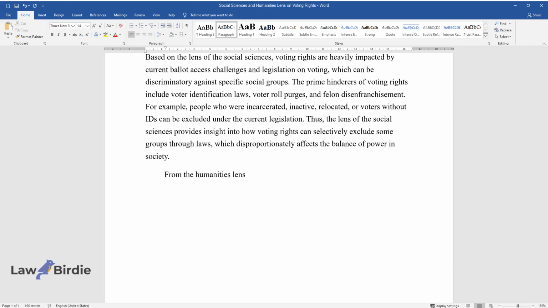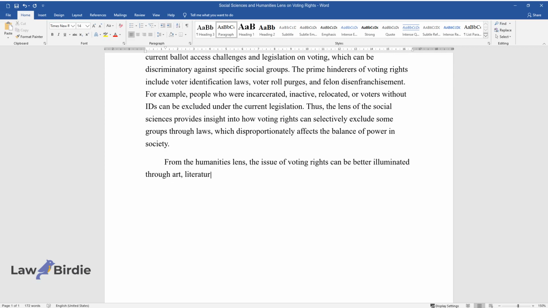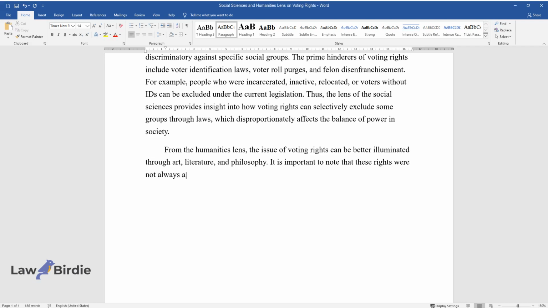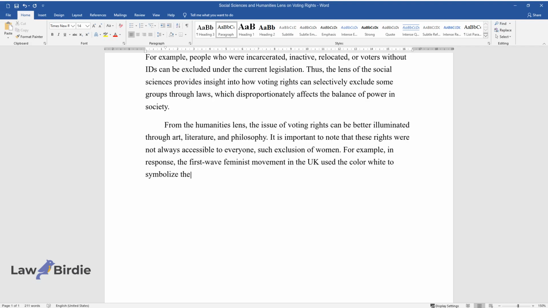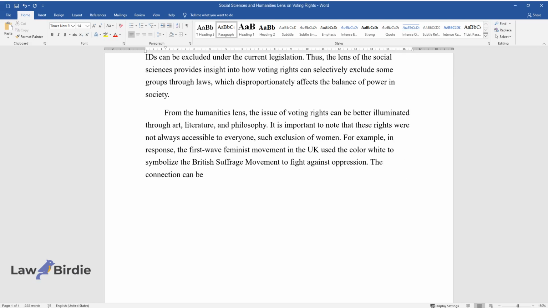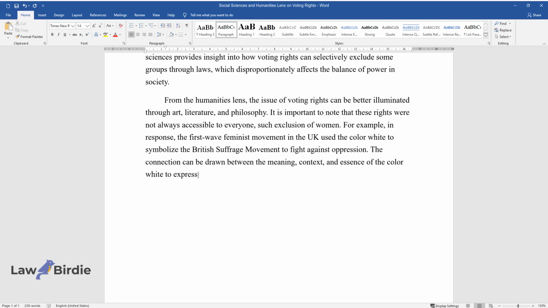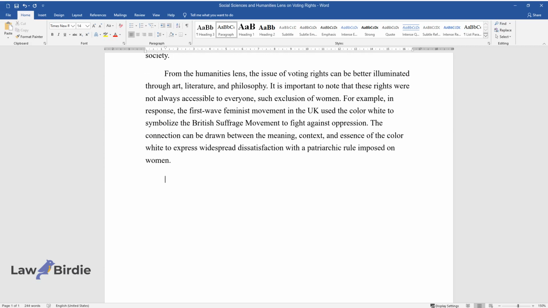From the humanities lens, the issue of voting rights can be better illuminated through art, literature, and philosophy. It is important to note that these rights were not always accessible to everyone, such as the exclusion of women. For example, in response, the first-wave feminist movement in the UK used the colour white to symbolize the British suffrage movement to fight against oppression. The connection can be drawn between the meaning, context, and essence of the colour white to express widespread dissatisfaction with a patriarchic rule imposed on women.